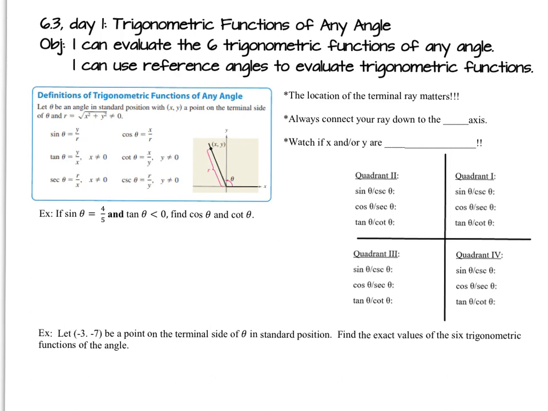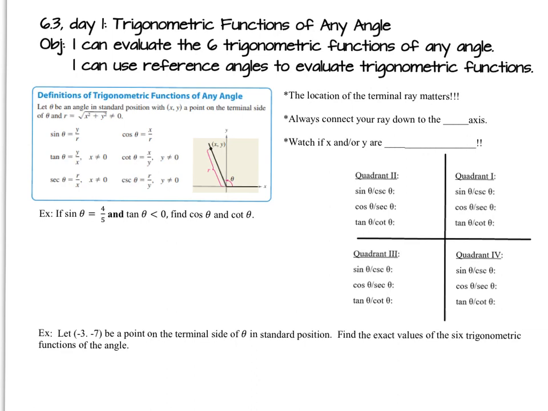Our final lesson in Chapter 6a is 6.3, but we're going to spend multiple days on this: trigonometric functions of any angle. What we're going to do in this part of the lesson is take our SOHCAHTOA, all of our definitions for our trig functions, and actually put them on a coordinate system.